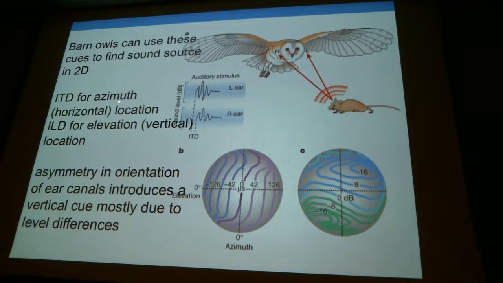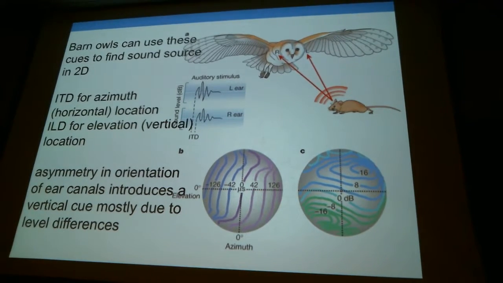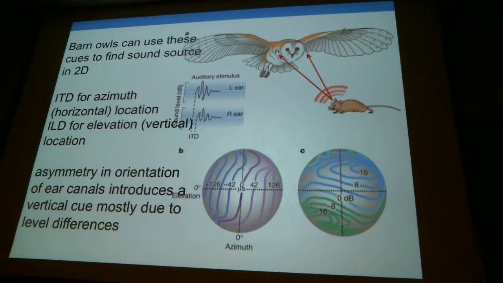They're set up so that they'll use timing cues for the horizontal localization, but they'll use level difference cues in the vertical dimension. And this is because they have ears, you can't see them because of all the feathers, where one is sort of canted up and the other's canted down. So they're asymmetrical. Something above is louder in one ear than the other. Something below is louder in the other ear. So it basically has converted one of these cues into a vertical cue.